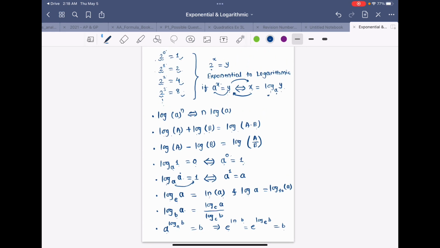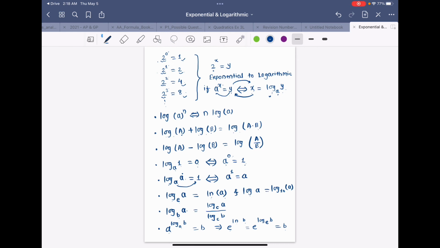So these are the rules of exponential to logarithmic and laws of exponents.